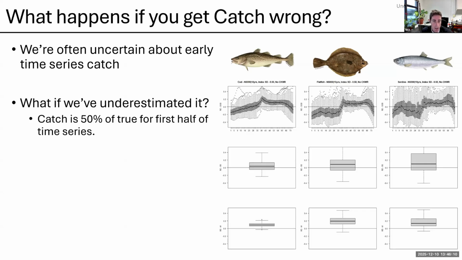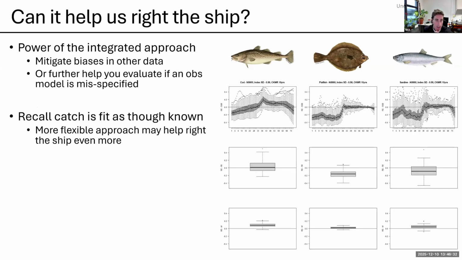So here you're looking at what if the true catch is double what we assume in the first half of the time series, and what results from a relative error in spawning biomass perspective and a relative error in recruitment and natural mortality. So we're overestimating recruitment, overestimating natural mortality, and that's the resulting pattern and bias for spawning biomass. Now, can close-kin help us right the ship here?